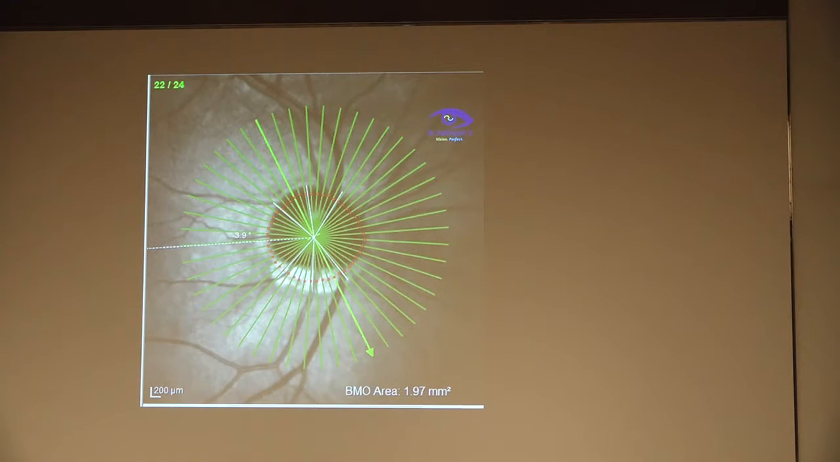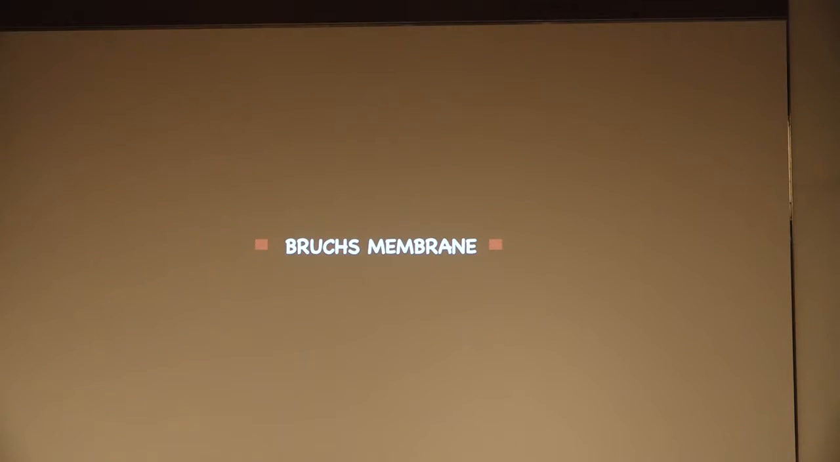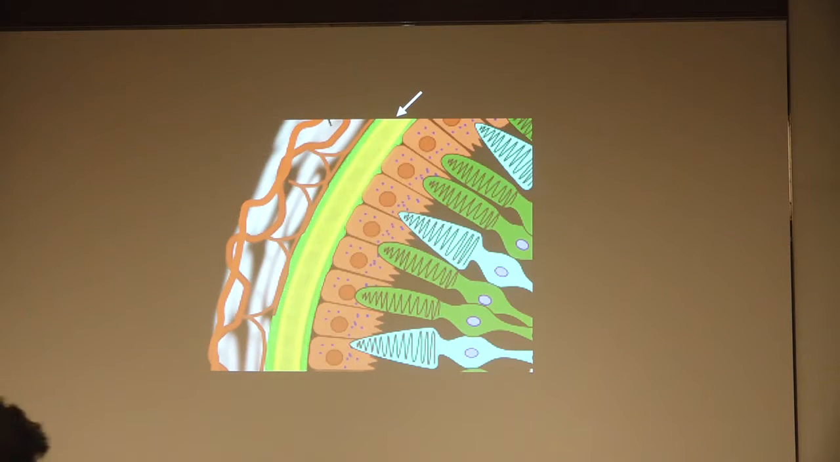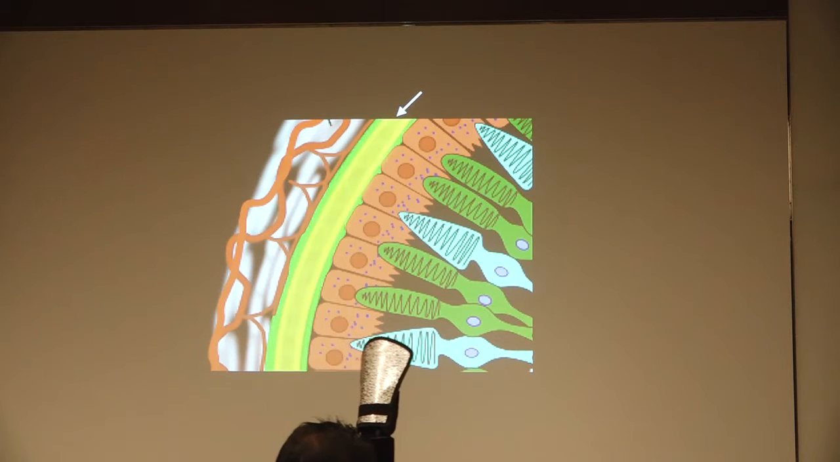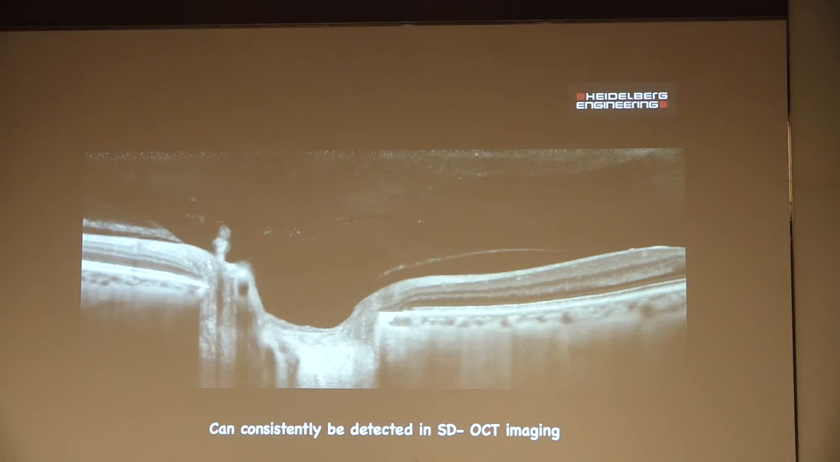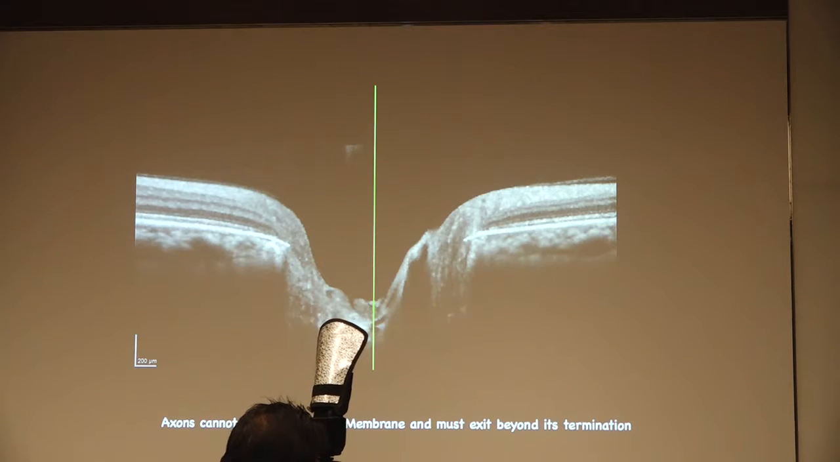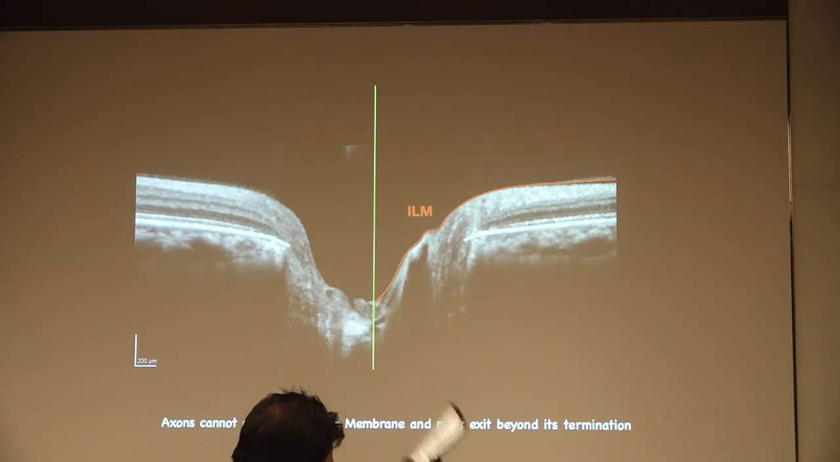The Bruch's membrane opening is marked with the help of OCT. So what is this Bruch's membrane? Bruch's membrane is just a part of the choroid, and the Bruch's membrane opening is the termination of the Bruch's membrane. And this can be consistently detected in SD-OCT imaging. We also have the internal limiting membrane, which is considered as the margin of the neuroretinal rim.